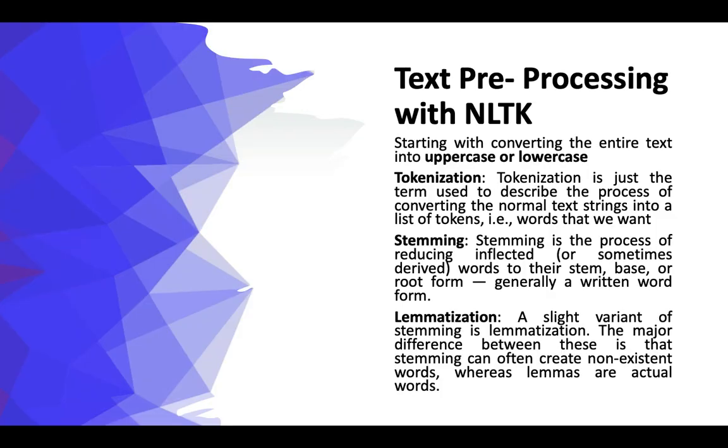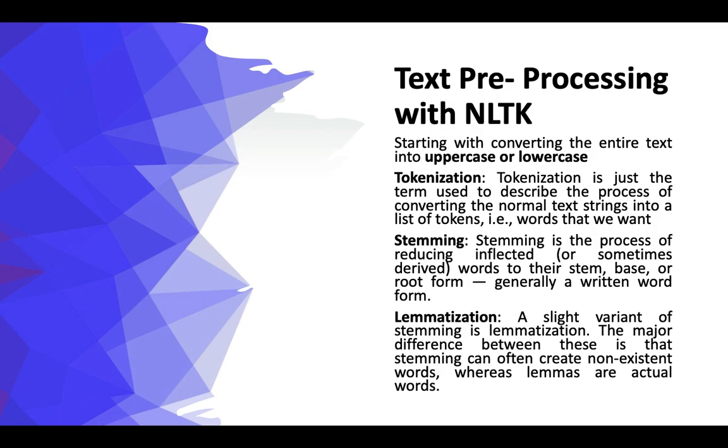So the first step in the implementation of building a chatbot is to pre-process the text. The first step is to convert the entire text into uppercase or lowercase. This is done to treat the same words in different cases as the same. The next is tokenization. Tokenization is the term we use to describe the process of converting the normal text strings into a list of tokens.